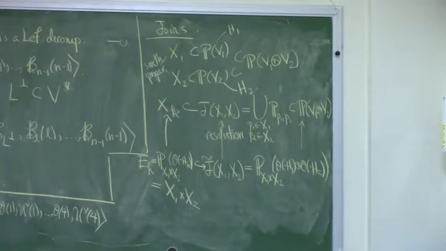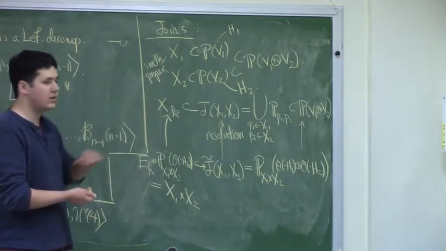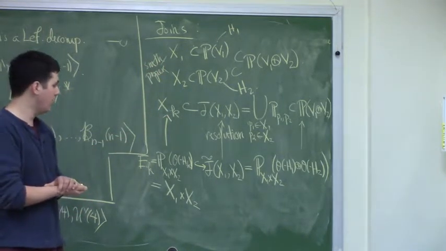So right now this is just the two varieties. You always have the join, and you have this canonical resolution of singularity.